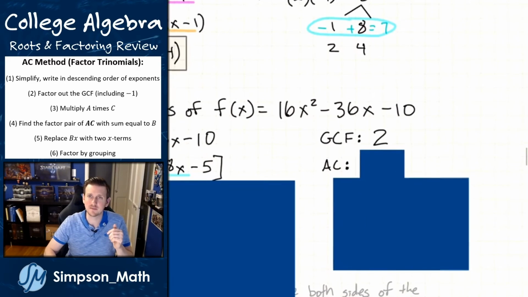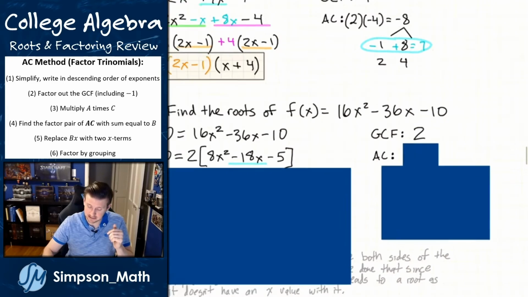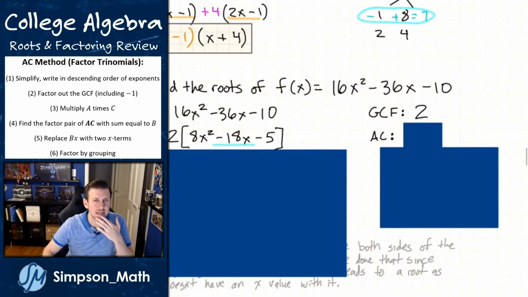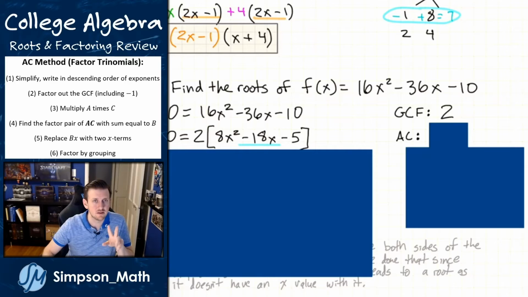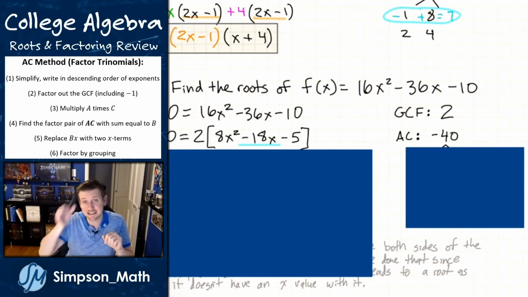All right, so let's look for AC. So what's AC? What is A? What's C? I'm just testing to make sure that you know that AC is negative 40. We do not use this 2. It's a GCF out. It's dead to me. I'm not using it anymore. It's just going to follow me down, little lost puppy. So we have 8 times negative 5, which is that negative 40. That's where that came from.